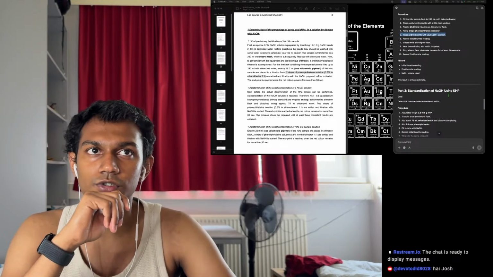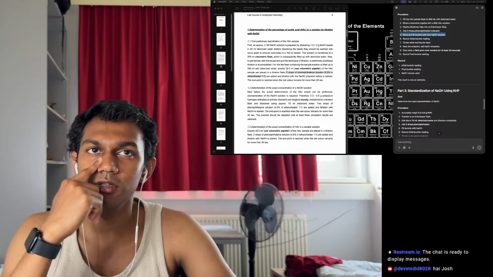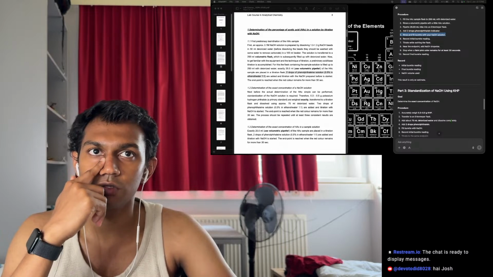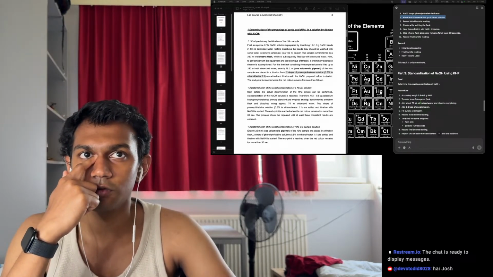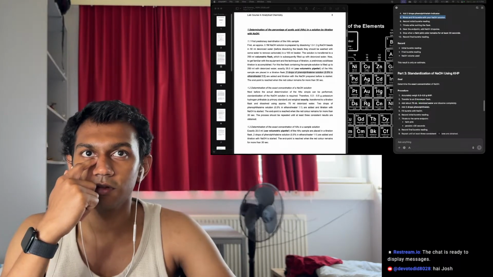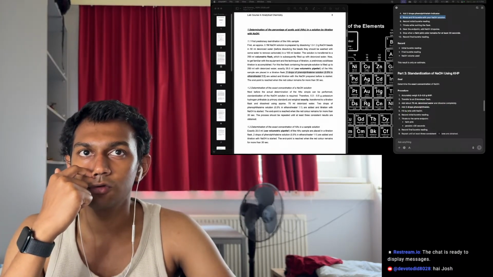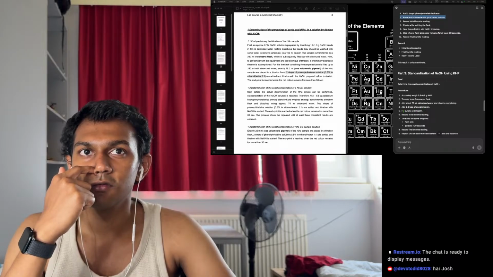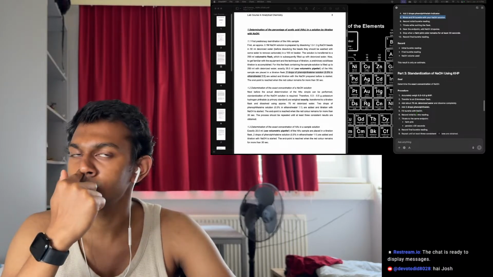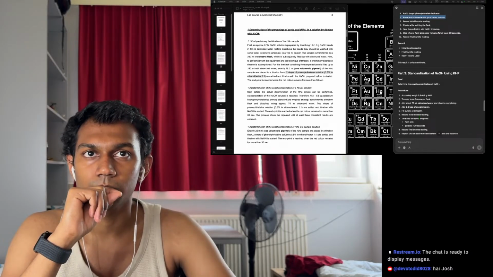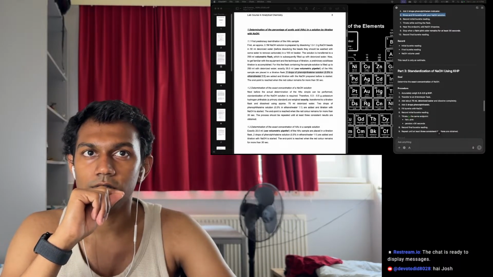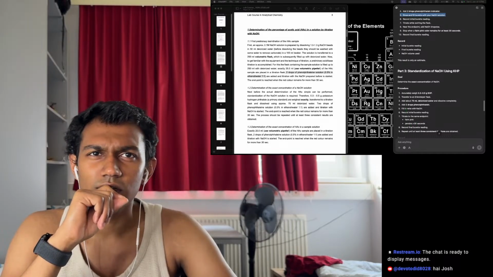Standardization of NaOH using KHP. Determine the exact concentration of NaOH. Accurately weigh 0.3 to 0.5 grams of KHP. Transfer to an Erlenmeyer flask. Add about 75 milliliters deionized water and dissolve completely. Add 2 drops of phenolphthalein. Fill burette with NaOH. Record initial burette readings. Titrate to the same endpoint, where the faint pink persists for more than 30 seconds.